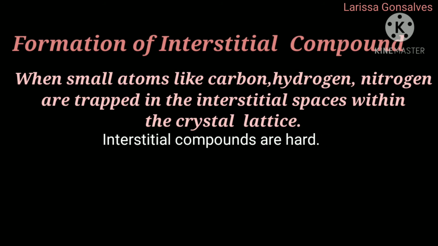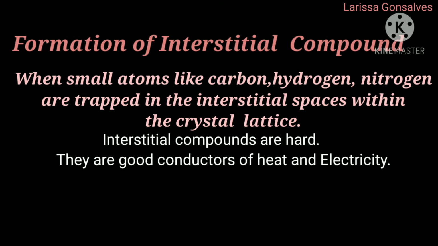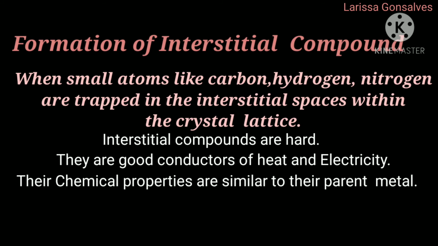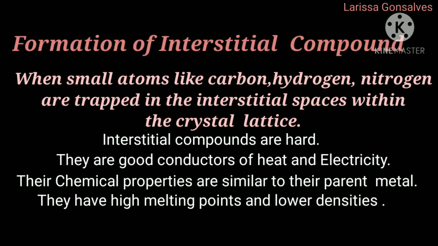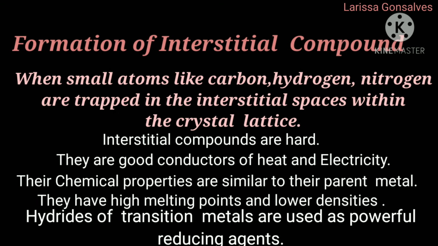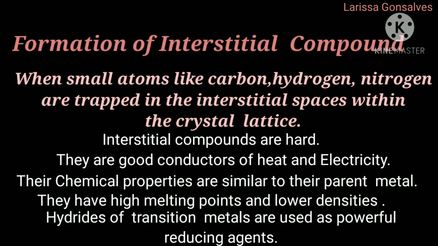Interstitial compounds are hard and they are good conductors of heat and electricity. Their chemical properties are similar to the parent metal. The melting points of the interstitial compounds are higher when compared to the pure metal. Their densities are less when compared to the parent metal. The metallic carbides are chemically inert and are hard as diamond. Hydrides of transition metals are used as powerful reducing agents. So this was all about the formation of interstitial compounds.